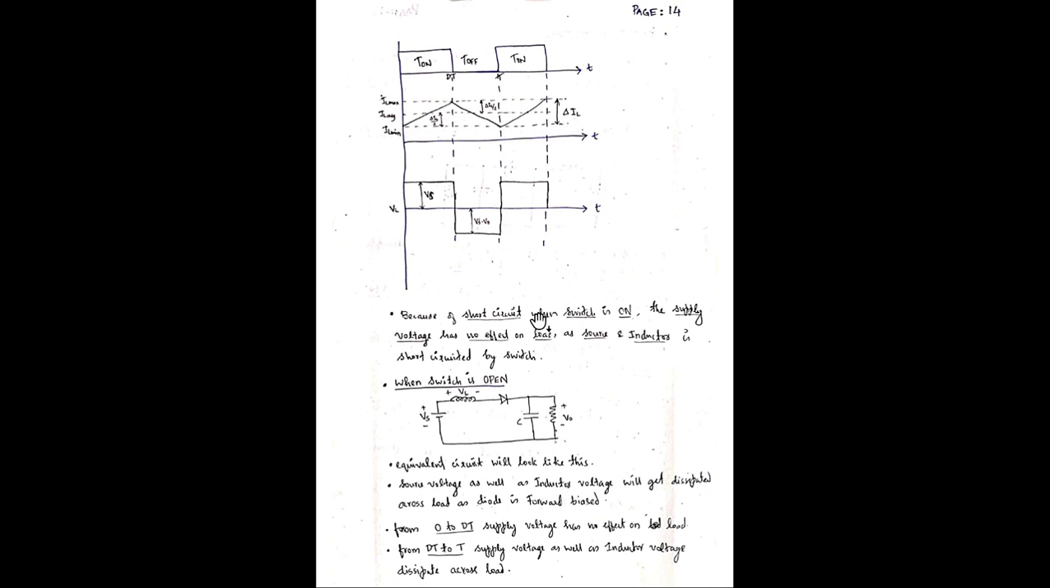During the on state, the voltage across the capacitor is decreasing from Vmax to Vminimum. From this figure, during on time this source is not having any effect on the load. So the capacitor will be discharging from Vmax to Vminimum during on time, that is 0 to dt.